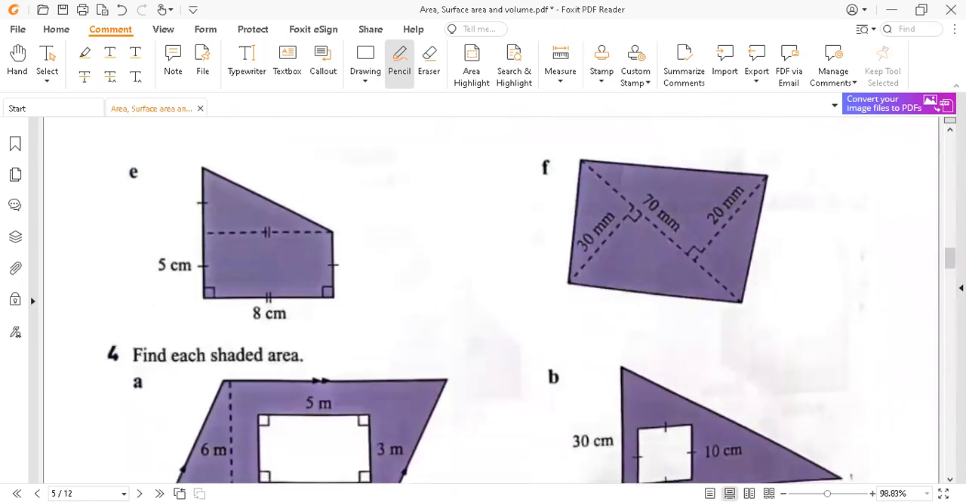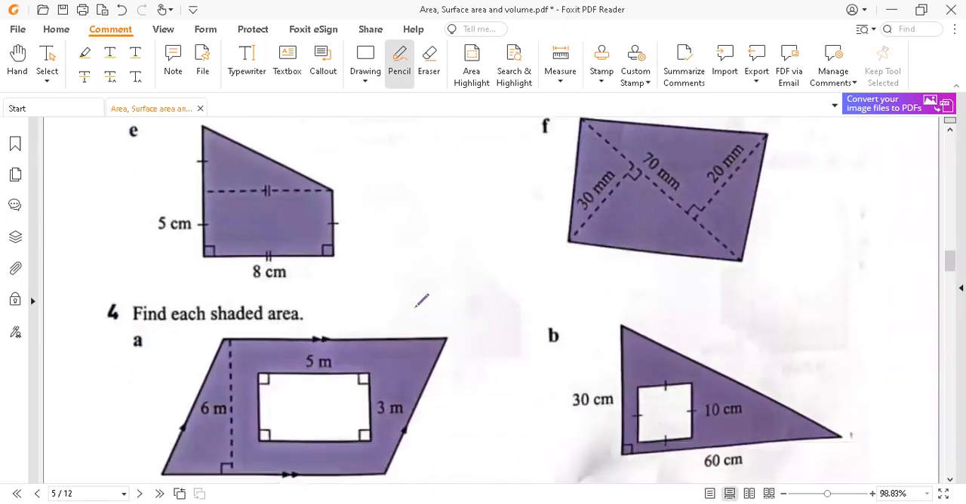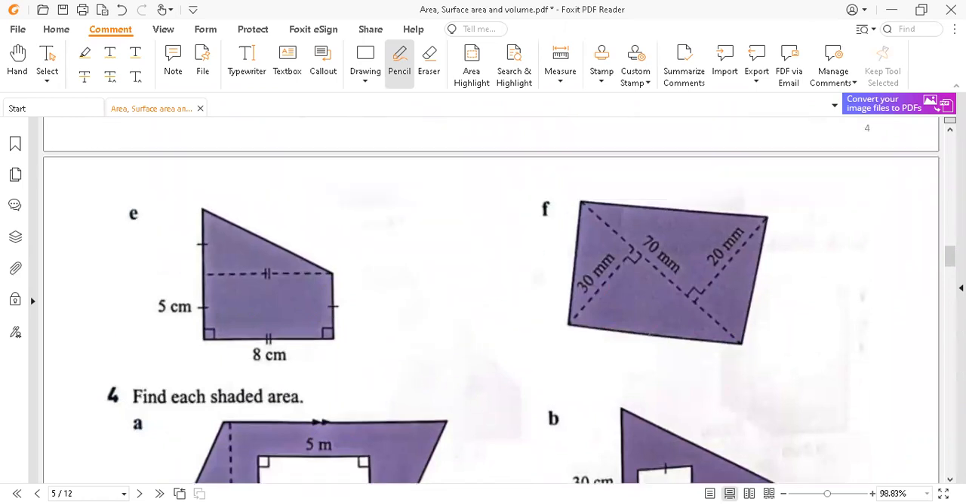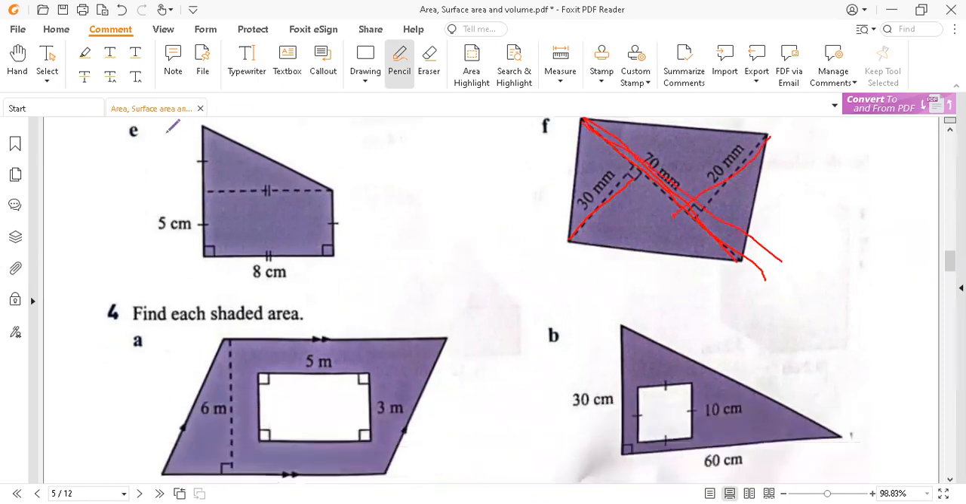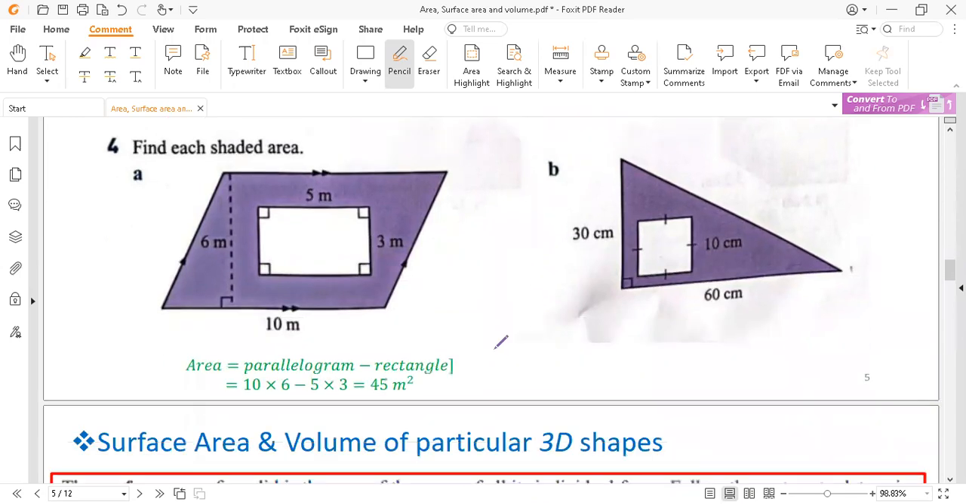Moving to the following one, we have different cases. For example, here we can take this as 2 triangles: 1/2 height by base plus 1/2 height by base. Here we have a triangle and a rectangle. We add the area of both to obtain the area that we need.